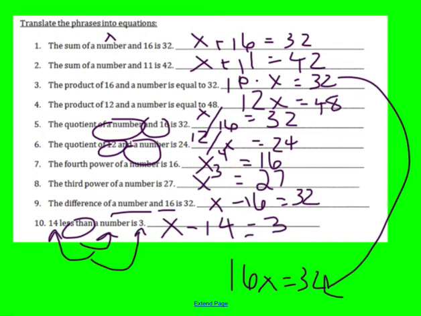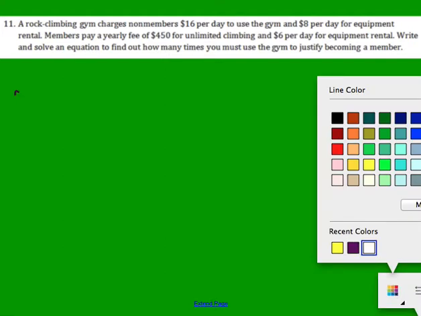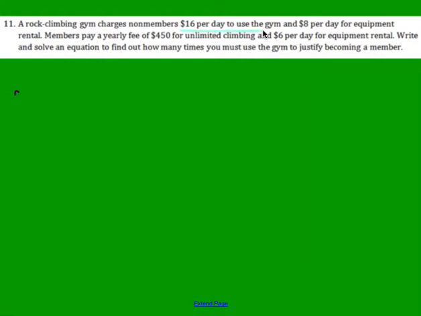Next, let's take a look at some of these word problems in action, where we're going to apply some of this. A rock climbing gym charges non-members $16 per day to use the gym and $8 per day for equipment. Members pay a yearly fee of $450, so no matter how many days they go, it's $450, and $6 per day for equipment rental.